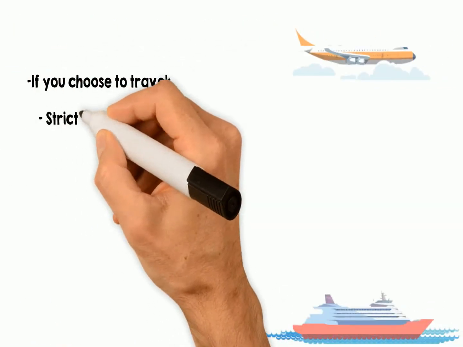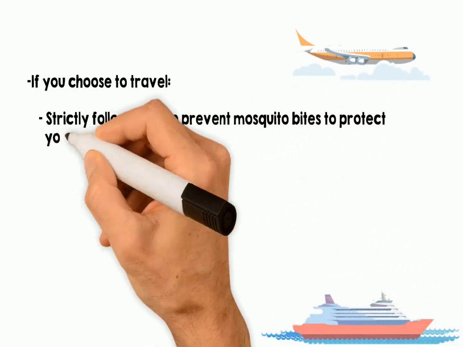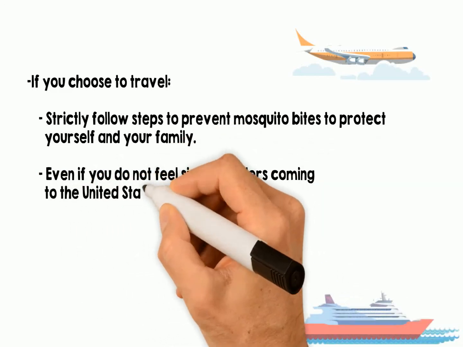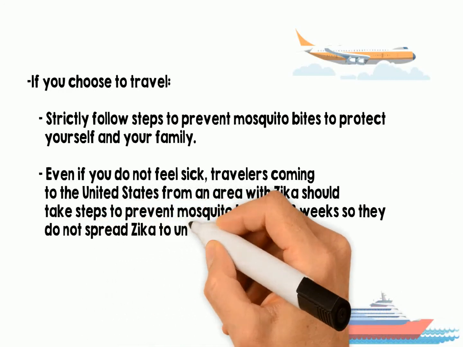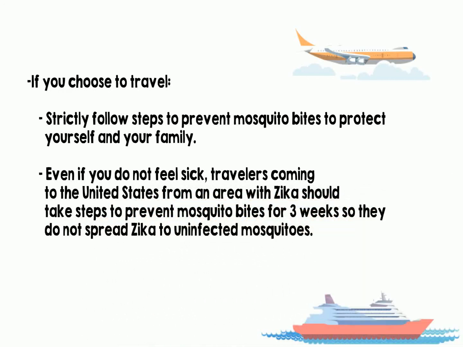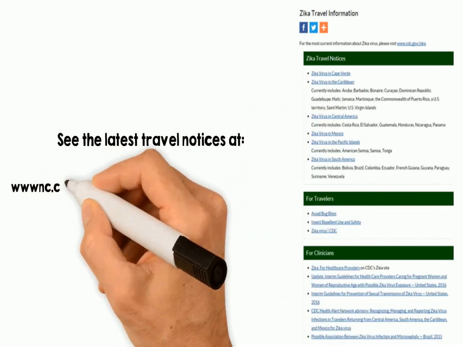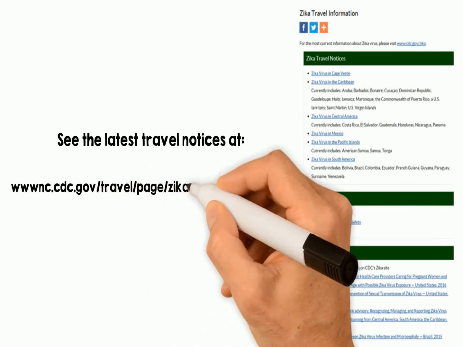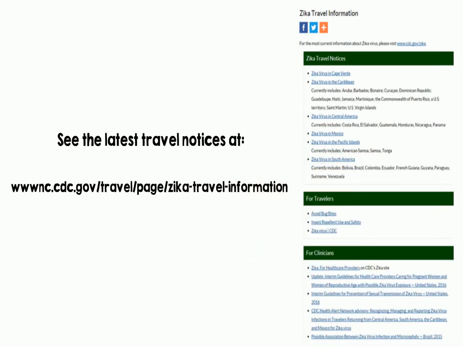If you choose to travel, strictly follow steps to prevent mosquito bites to protect yourself and your family. Even if you do not feel sick, travelers coming to the United States from an area with Zika should take steps to prevent mosquito bites for 3 weeks so they do not spread Zika to uninfected mosquitoes. See the latest travel notices at www.cdc.gov/travel/page/Zika-travel-information.